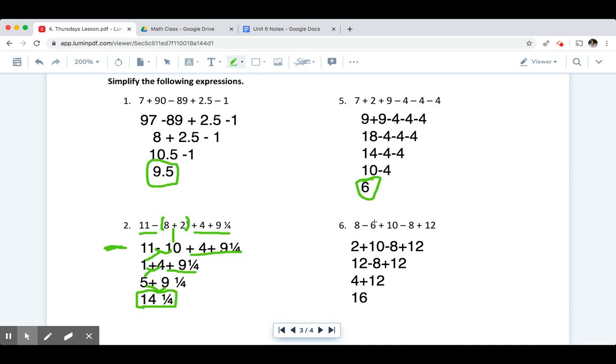For number 6, I only have addition and subtraction, so that means that I can solve from left to right. My first step, 8 minus 6 is 2. Rewrite the rest. 2 plus 10 is 12. 12 minus 8 is 4. And last, 4 plus 12 is 16.